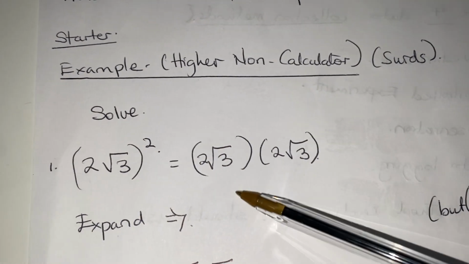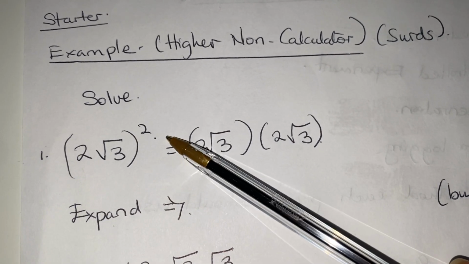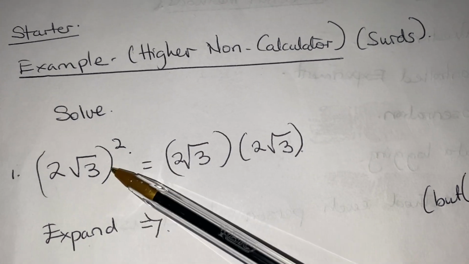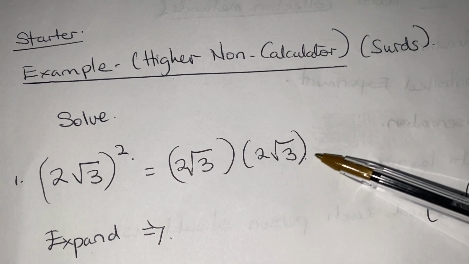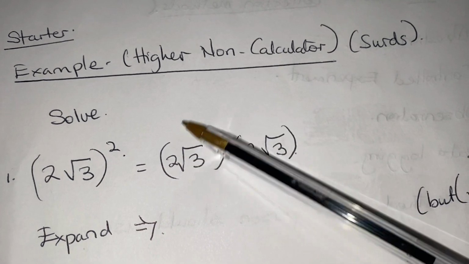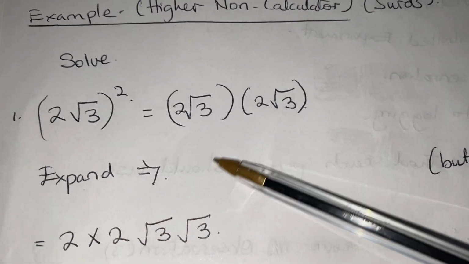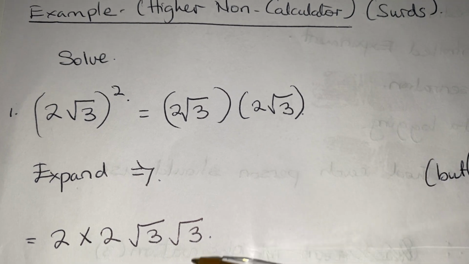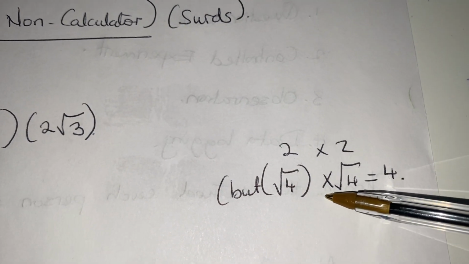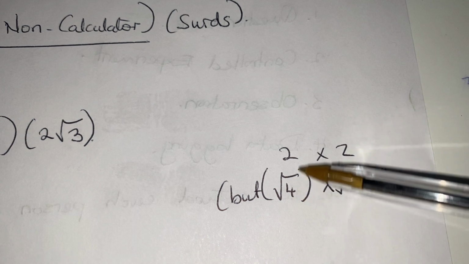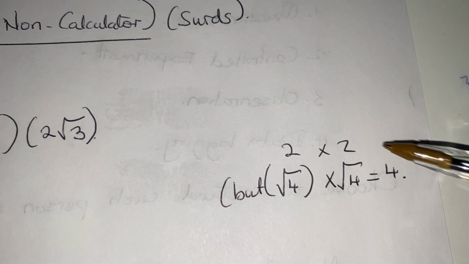Today's question says solve (2 root 3) all squared. Now (2 root 3) all squared is the same as 2 root 3 times 2 root 3. So it's like 4 squared, so 4 times 4. Now if you expand, you are going to get 2 times 2 root 3 times root 3. Root 4 is 2, another root 4 is 2. So 2 times 2 is 4.